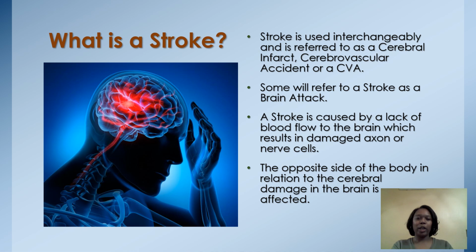So let's discuss what a stroke is. A stroke goes by several names, and I believe this is very important because in report as a nurse you may receive cerebral vascular accident or CVA. When you read the chart, it may state a cerebral infarct. And if you talk to your patient, they may say, the doctor explained I had a brain attack.